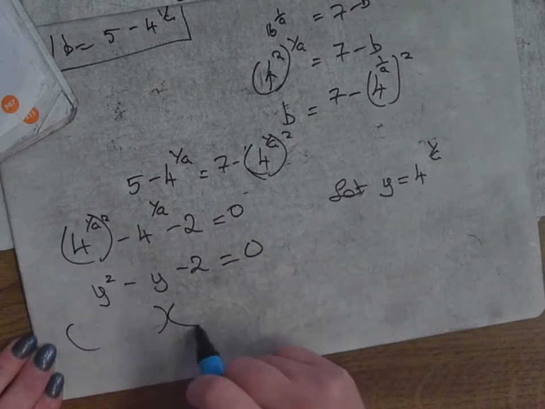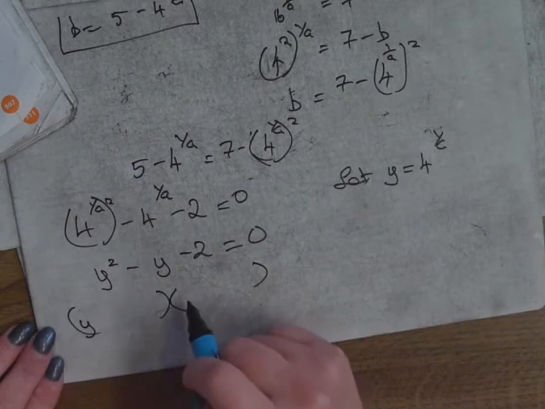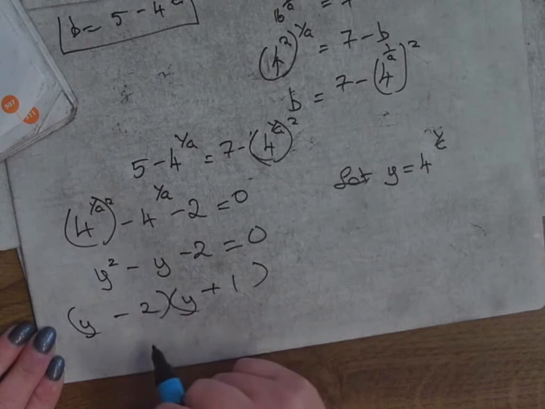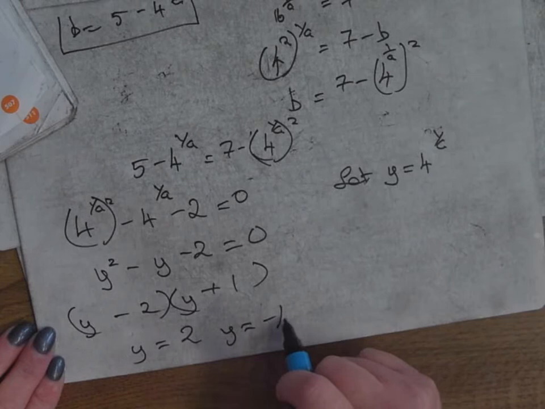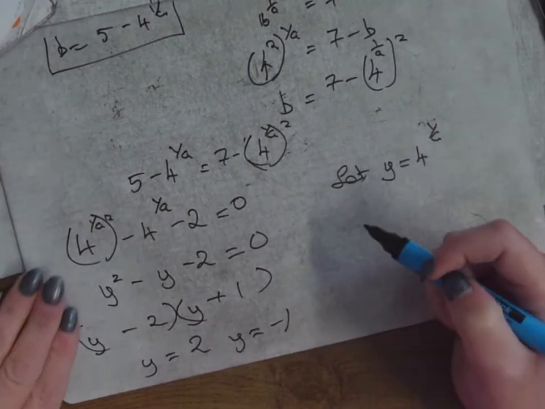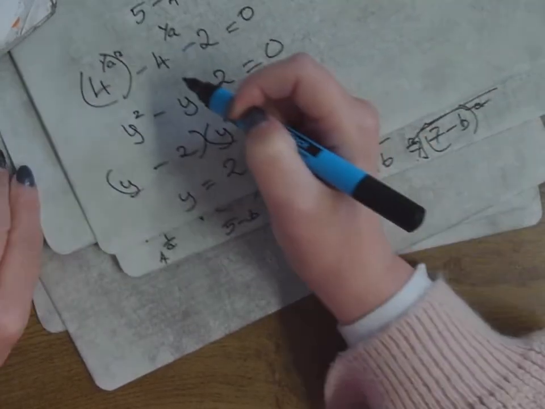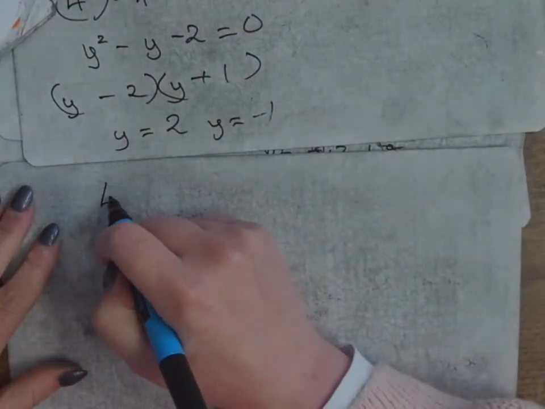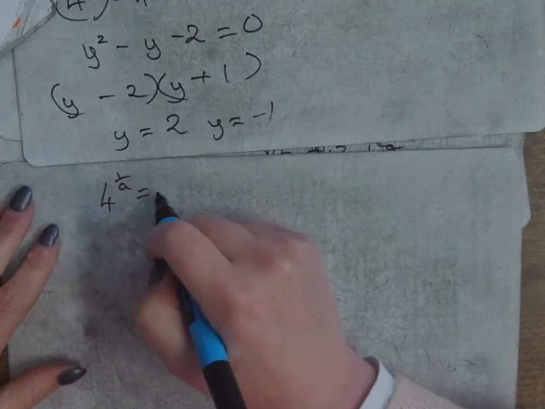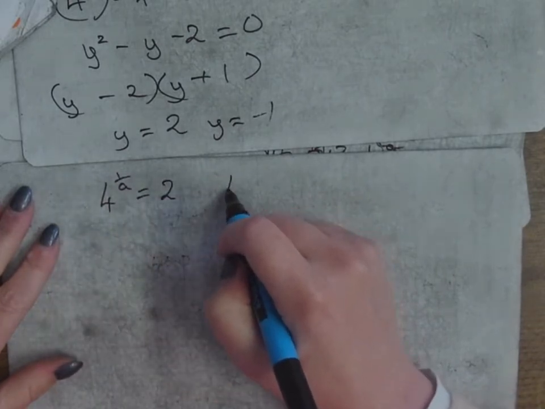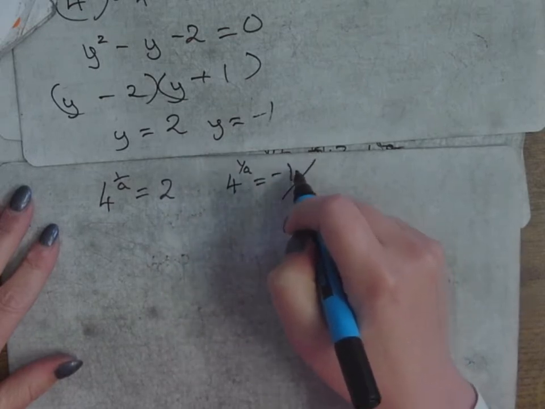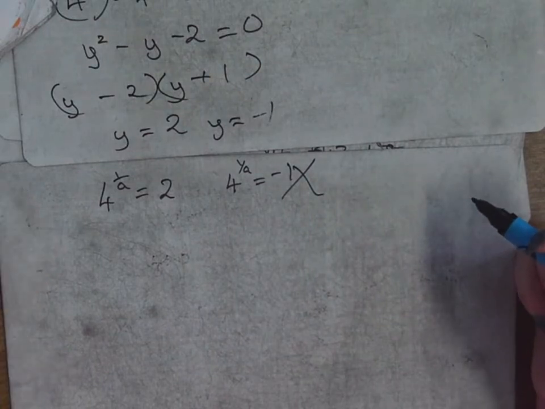Factorize: y and y, 2 and 1, and a minus and a plus. So let each bracket equal 0: y equals 2 and y equals minus 1. Okay, so now I have to substitute back. Y is 4 to the power of 1 over a. So that equals 2. And 4 to the power of 1 over a equals minus 1: this is not valid, so that's not an answer. You can't get a negative number when you have an index.